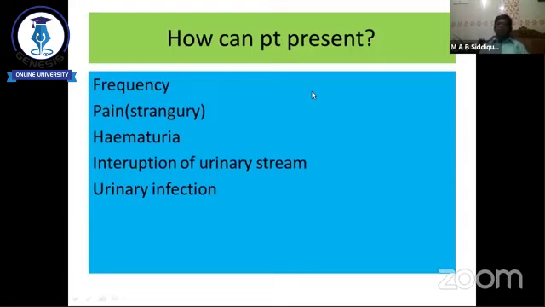The patient may present with hematuria and interruption of the urinary stream. Due to a bladder stone, it may interrupt the urethral outflow. That's why sometimes interruption of the urinary stream may happen, and the patient may also present with recurrent urinary infection.